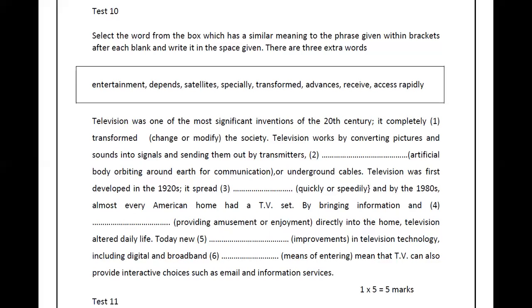Okay, so now you know two things. Now, this is not only English, this is about general knowledge and day-to-day life things, whether you're reading newspapers and everything. Artificial body, something artificial, something man-made. Okay, now you can check the words. Entertainment, depends. So these are verbs. Entertainment is a noun. Depends is a word. Satellites, specially, transformed, advances, receive, access, rapidly.